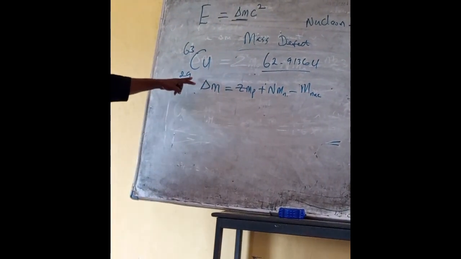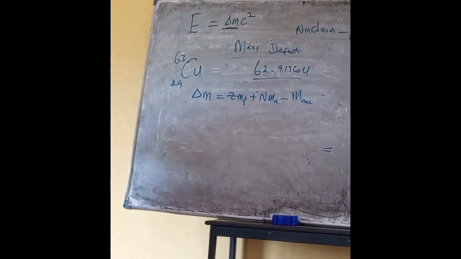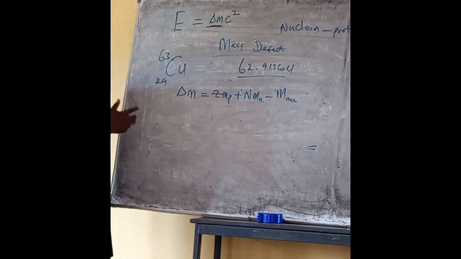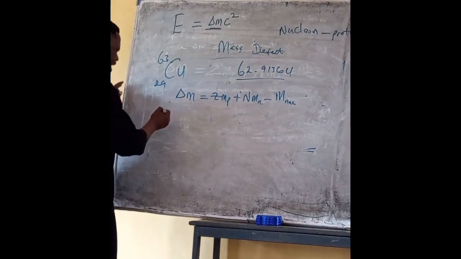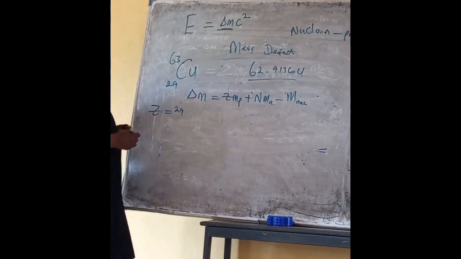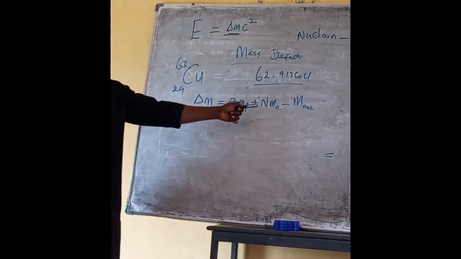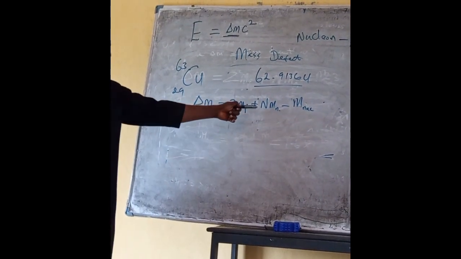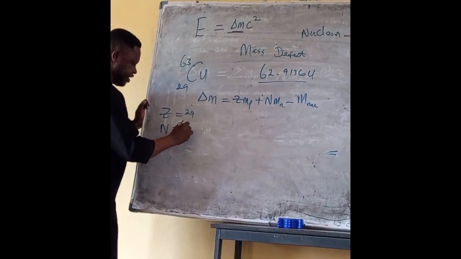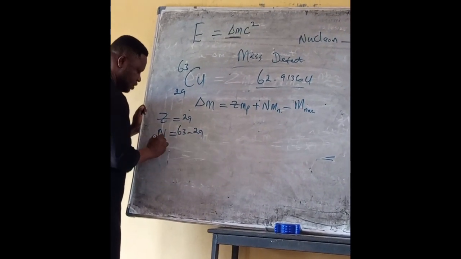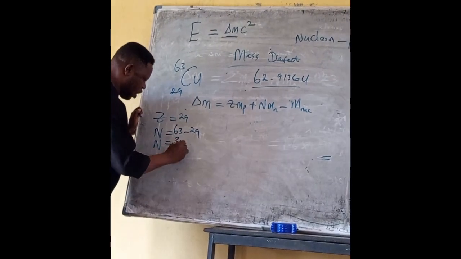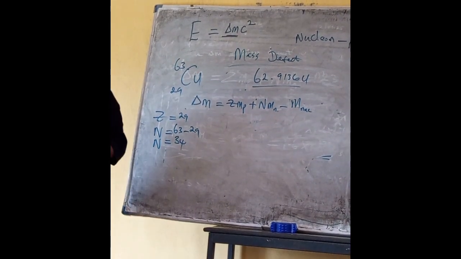In this nuclide, what is our Z? Is it 29 or 69? 29 is our Z. Now what's going to be our N? The neutron number. Our N will be 63 minus 29. What is 63 minus 29? 34.